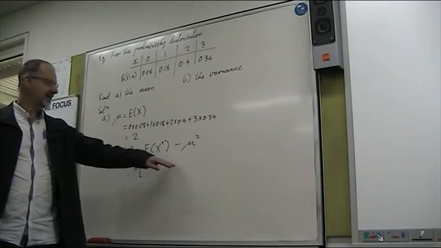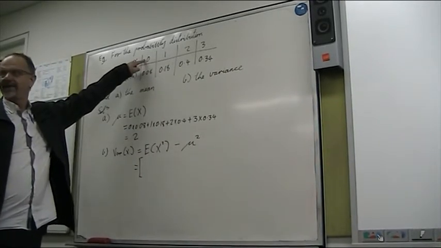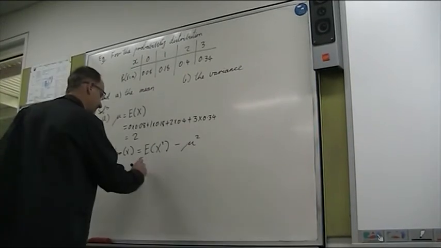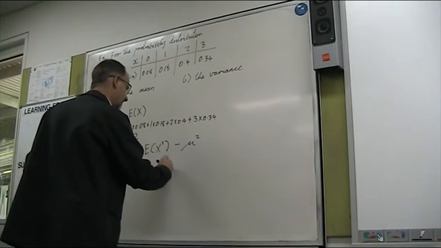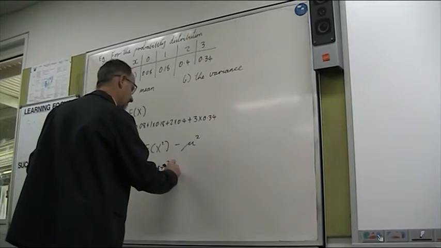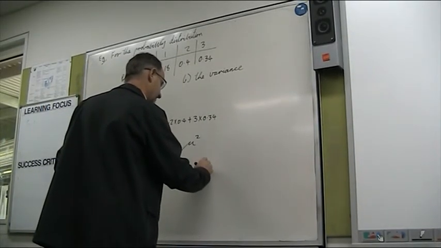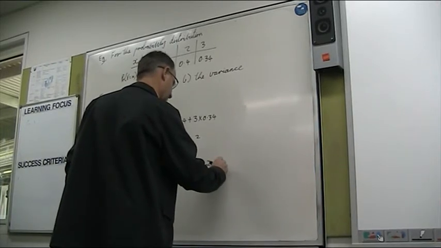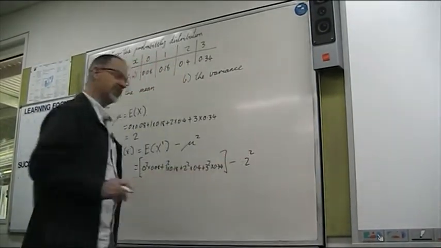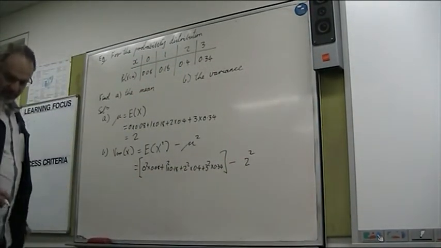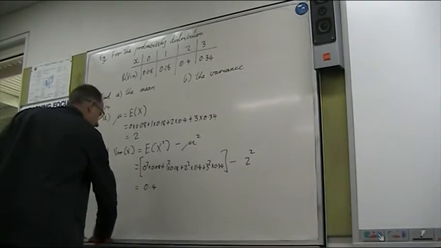So in this bracket I'm going to put this bit. We've got to square our x and times it by our probability. So 0 squared times the probability. 1 squared times the probability. 2 squared times the probability. 3 squared times the probability. And from that, we're going to take the mean, which is 2 squared. And when you do all that on your calculator, you get 0.84.